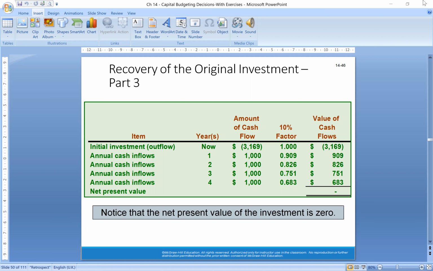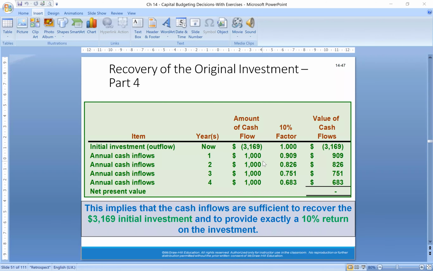0 means what? The present value is 0, which means it depends on the company. This implies that the cash inflows are sufficient to recover the initial investment and to provide exactly 10%, the required rate of return by the company. The project will give you exactly 10%, which means it depends on the company.